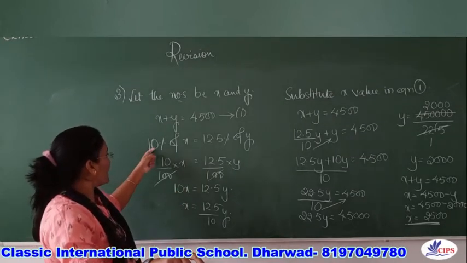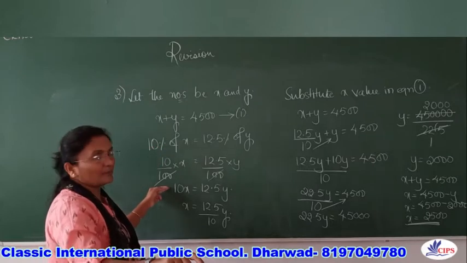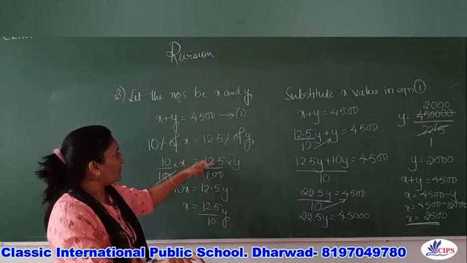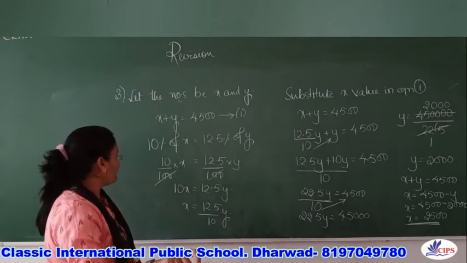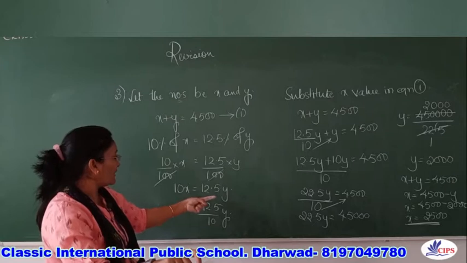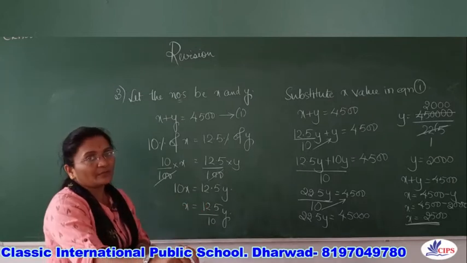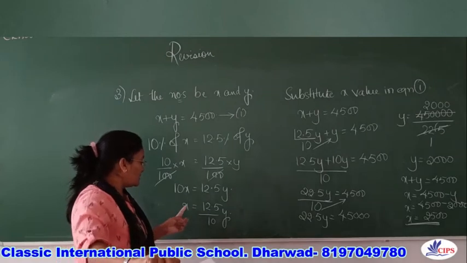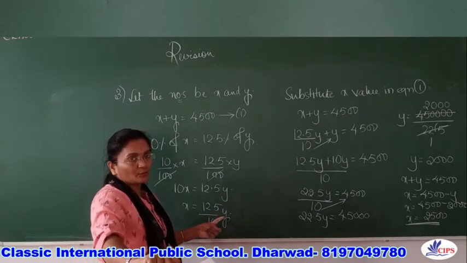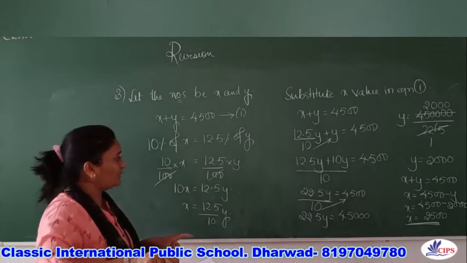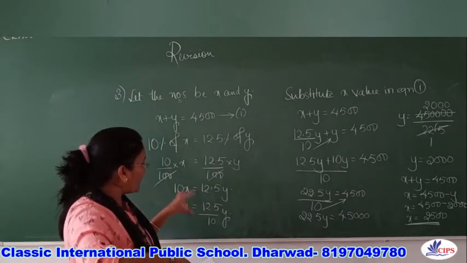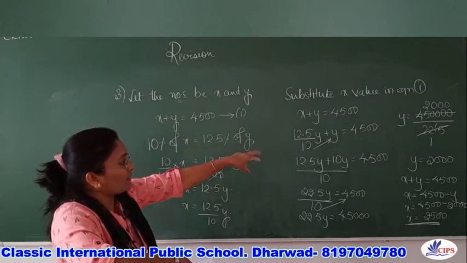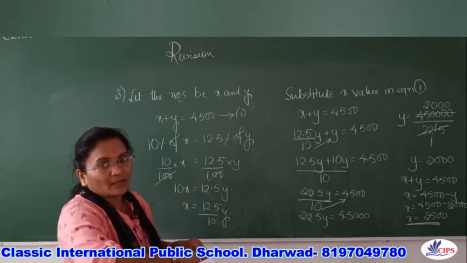So here, as it was 10%, we have written it in the form of a fraction, that is 10 by 100 multiplied by x is equal to 12.5 by 100 multiplied by y. So 10x is equal to 12.5y we get. So I said you can find the value of y also or x also. So here we have found the value of x. So x is equal to 12.5 by 10 into y. Then, as we got the value of x, that x value we have substituted in equation 1. So we get 12.5 by 10 into y plus y is equal to 4500.